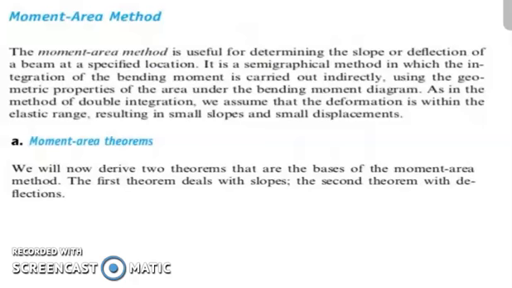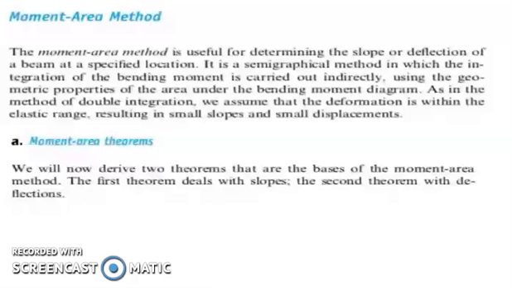So the second method for the analysis of the deflection of the beam is the moment area method. The moment area method is useful for determining the slope or deflection of the beam at a specified location. For the area moment theorem, we will have to derive two theorems that are the bases of the moment area method. The first theorem deals with the slope, and the second theorem deals with deflection.